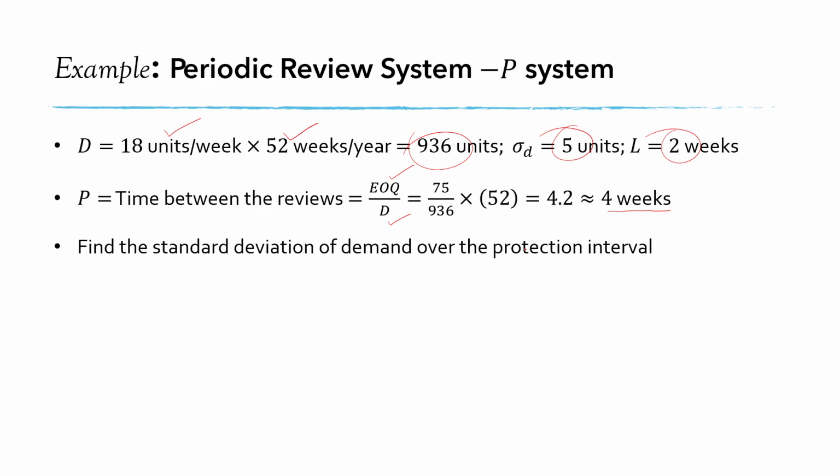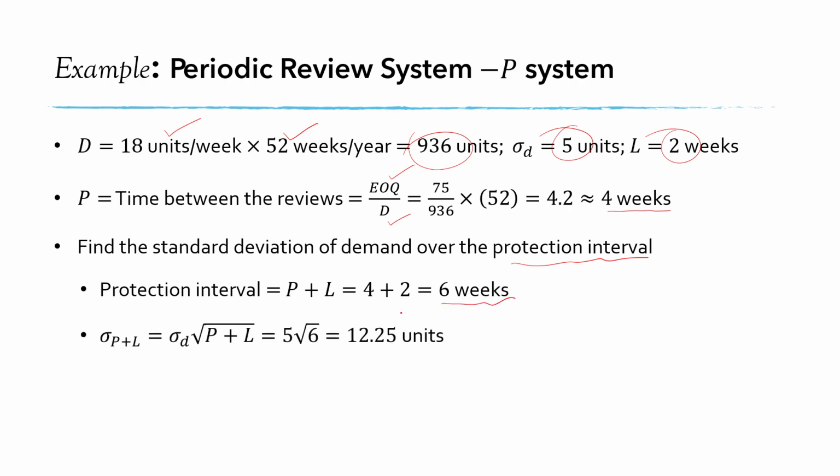We find the standard deviation of demand over the protection interval time period. The protection interval time period is equal to 4 plus 2, 6 weeks. 4 is the time between the reviews and 2 is the lead time. So the protection interval is equal to 6 weeks.